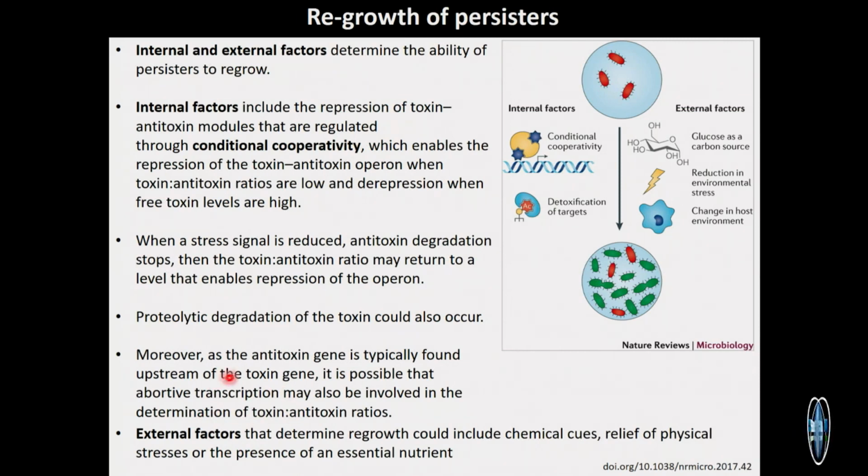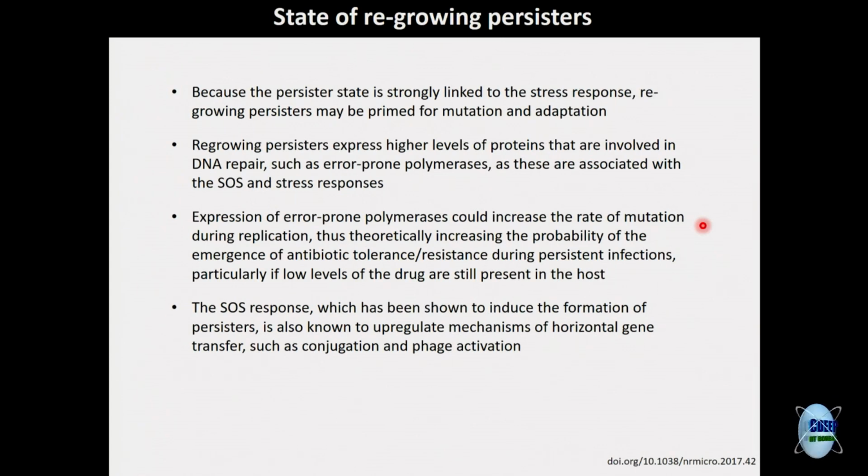Moreover, I just spoke about abortive transcription, and then there are external factors such as glucose, reduction in environmental stress and all that; if you do that, it results in antitoxin degradation. That's what I said. And then what will happen if we de-stress the cell? If we do not stress the cell, what will happen? Because the persister state is linked to the stress response, right? The persister population was increasing whenever we put the cells under stress. That stress could be pH stress, nutrient stress, phagocytosis, antibiotic stress also. Anything in the form of a stress.